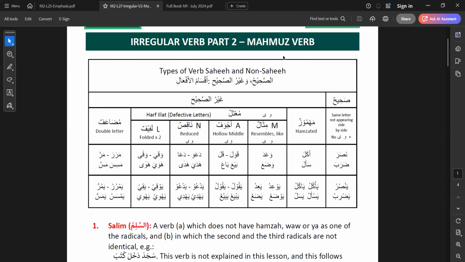Sister Hajira, broken plural, Jamu Taksir and Jamu Salim. Broken, and the other one is Salim. Healthy, no problem. Same thing. We've done Salim in the Muslim chart, when we did Salim, yes, same thing. When we learned the Muslim chart, we discussed that. Yes, Ustad. Okay, carry on.